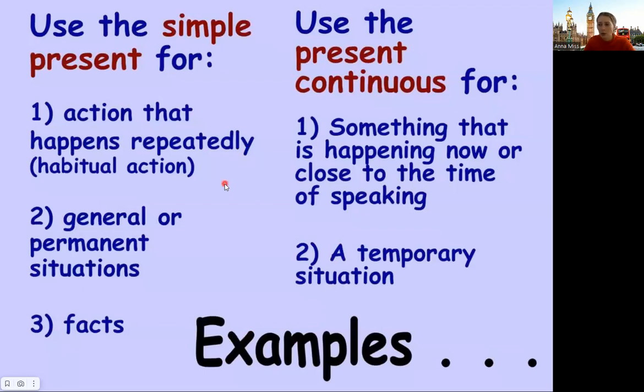So if we make a conclusion, we use present simple for actions like a routine, happening repeatedly: every day, often, usually, sometimes. It is just a general or permanent situation, and about facts, right? For example, water always boils at 100 degrees. Present continuous we use when we want to describe that something happens right now or close to the time of our speaking. So, I am studying English right now. Please don't disturb me. Or about a temporary situation.